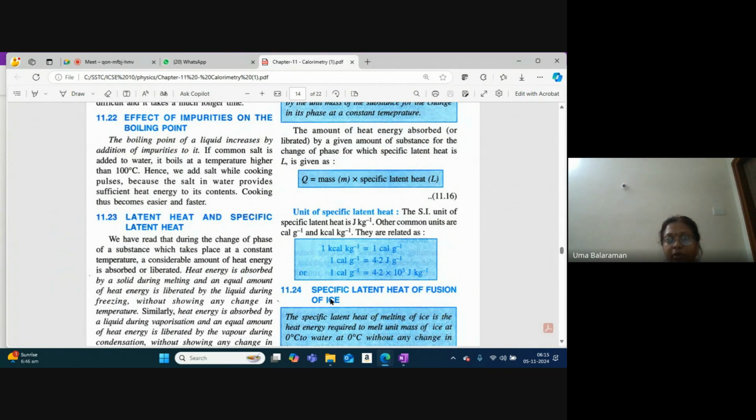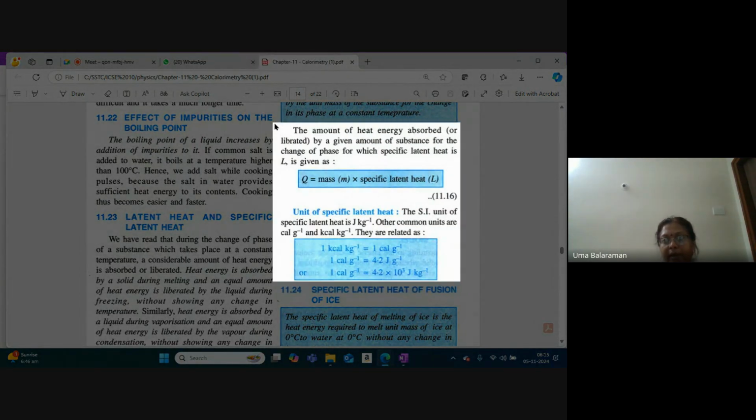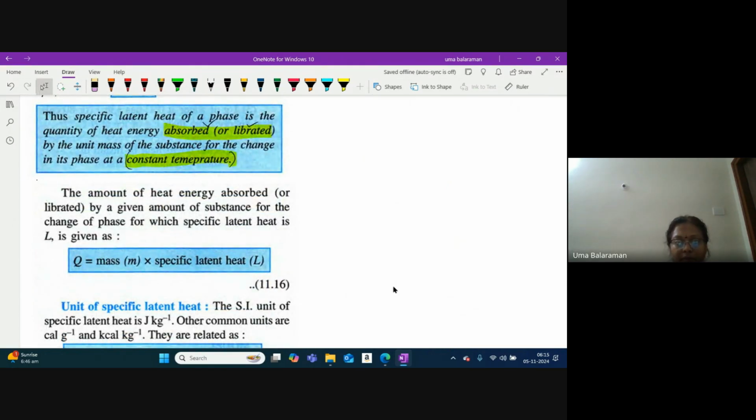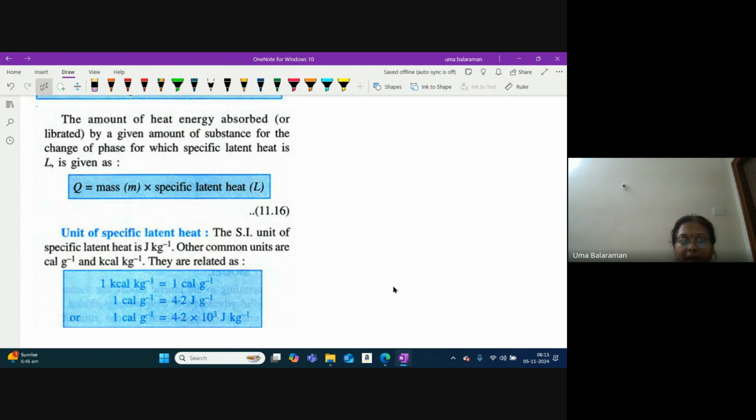So now what is the SI unit of latent heat? Mass is kilogram. Heat energy is joule. So what is latent heat unit? So latent heat is equal to Q by M. Q is measured in joules. Mass is measured in kg. So the SI unit is joules per kg.